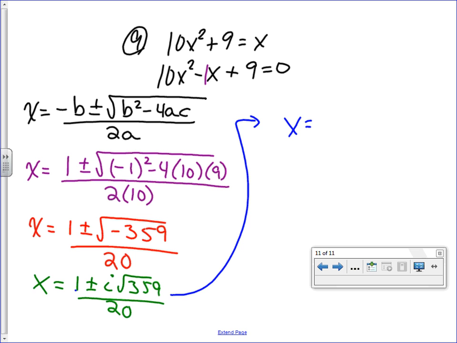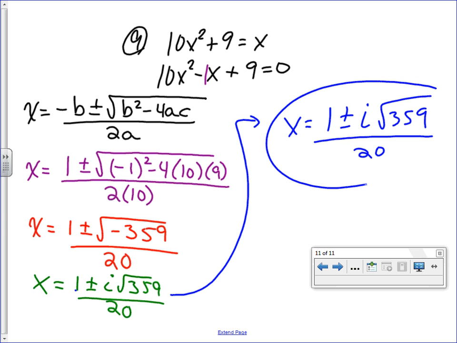All right, so we end up with 1 plus or minus i square root of 359, and that's all over 20. I can't simplify it any more than it already is. So that right there is going to be my answer. You're only going to have one of those, and that's going to be on number 8. So on number 8, you should end up with an answer that looks kind of like this one right here.